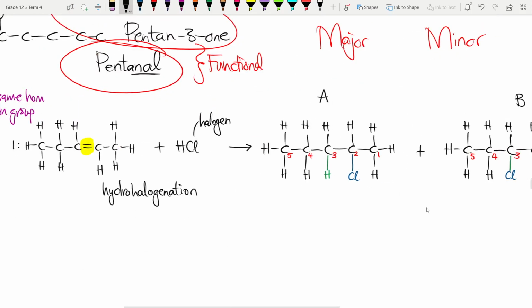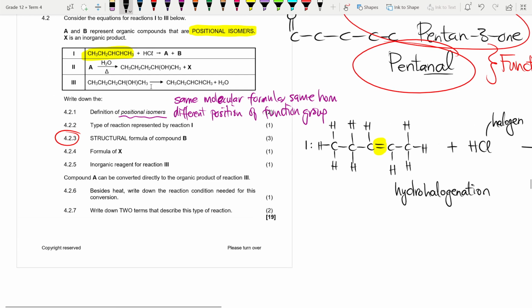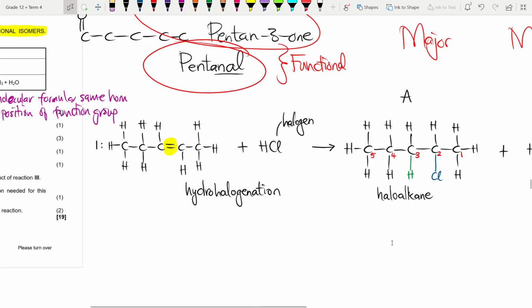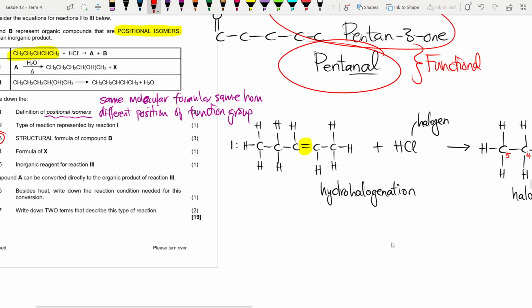You know that A is a haloalkane because it has a halogen. So it means I'm basically performing halogenation, which means I'm adding water to a haloalkane that will give me an alcohol plus HX, I'll say. So if you can draw this out, then you can figure out what X is going to be.